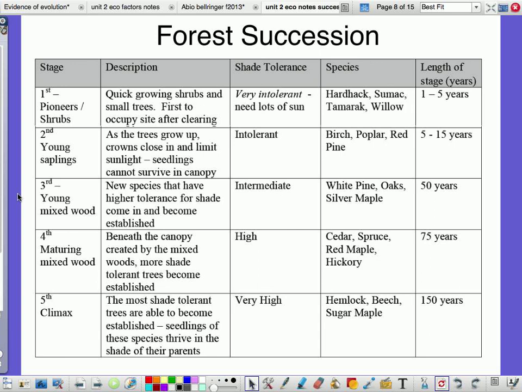So those are all the notes for today, talking about the difference between primary succession and secondary succession. Know the difference and know how they progress.